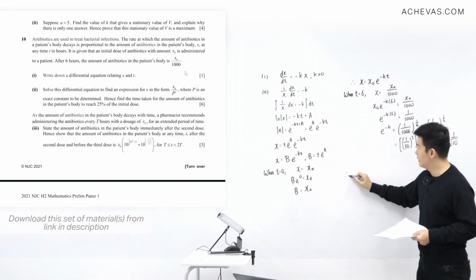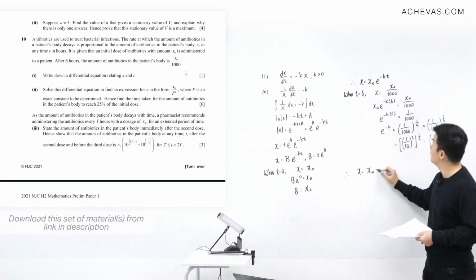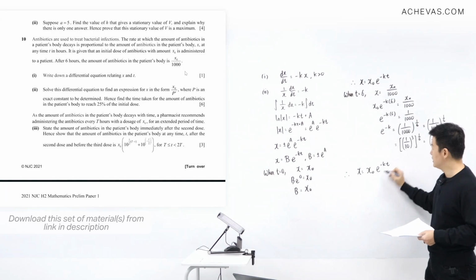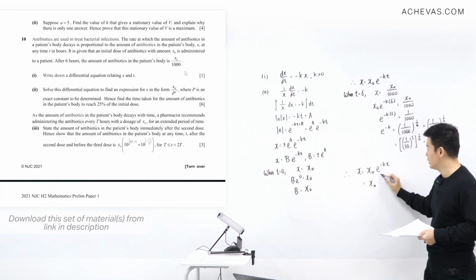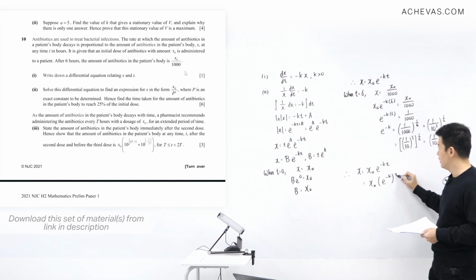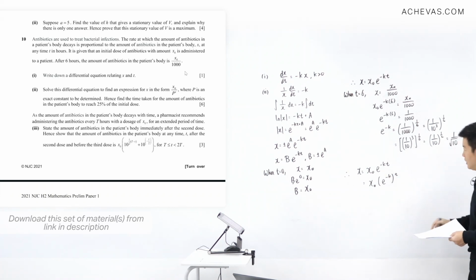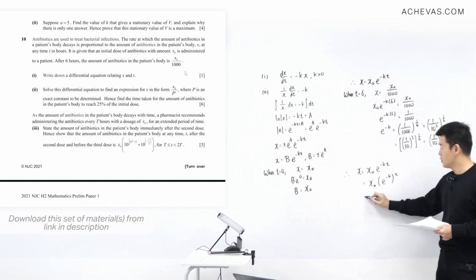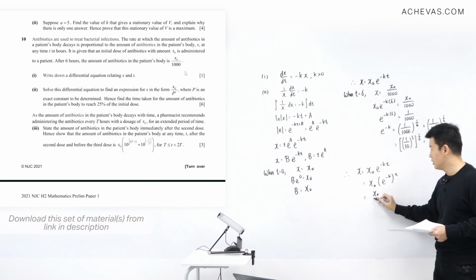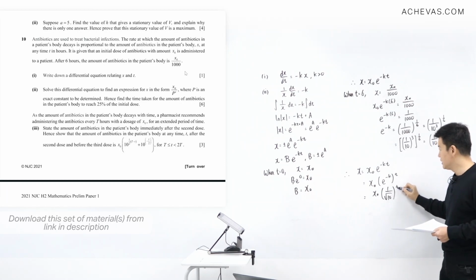So now we can rewrite x again. x is going to be equal to x naught e to the power of minus kt, which is this x naught. This I'm going to break up into e to the power of minus k to the power of t, right? Indices, this times this is going to give me this. So e to the power of minus k, we have proven that it is equal to this. So this is going to be x naught multiplied by 1 over square root of 10, this to the power of t.